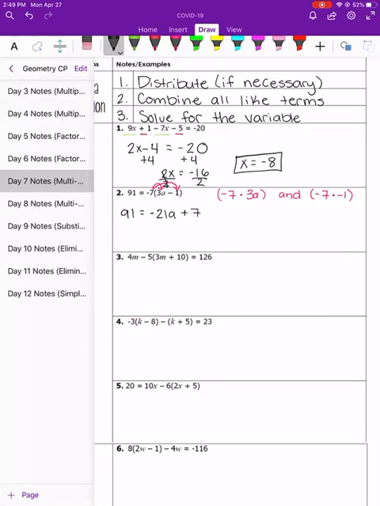Okay. Now I'm just going to go ahead and solve for a. So I'm going to subtract 7 because that's the opposite of add. So 91 minus 7 is 84 equals negative 21a. Divide by negative 21. And a equals negative 4. Okay, you guys could plug this back in to see if you get 91 up here when you plug in a.